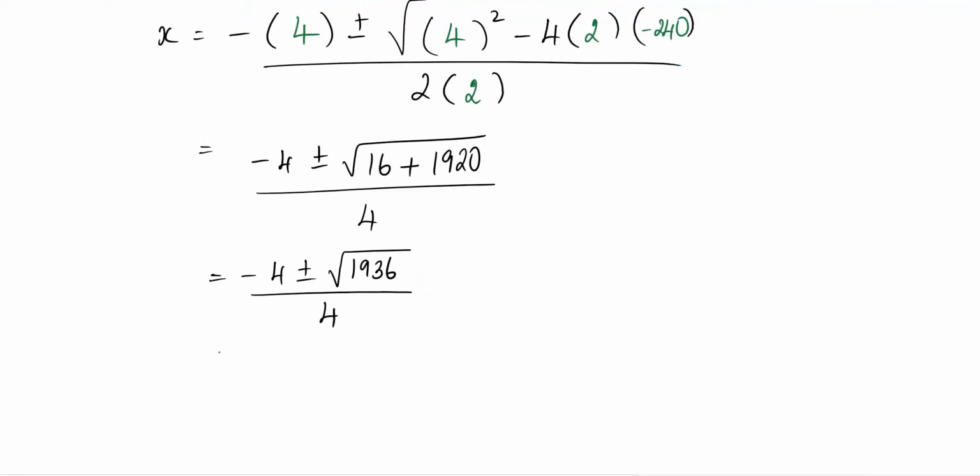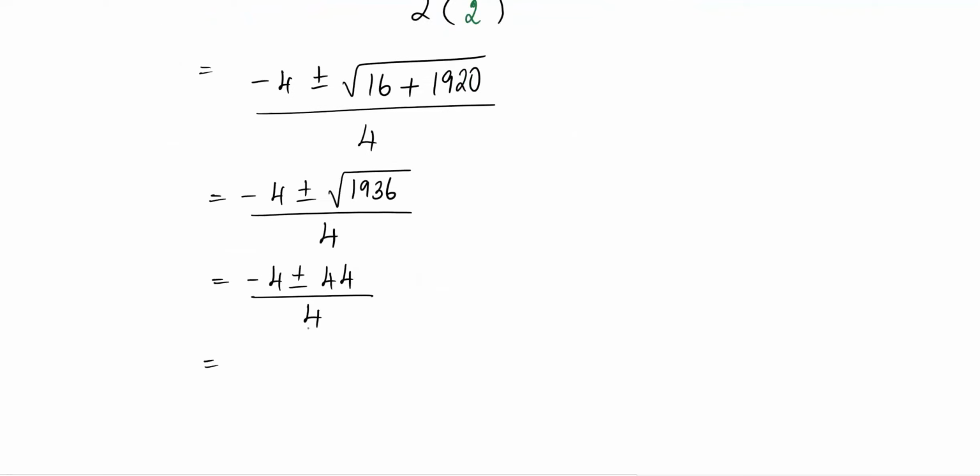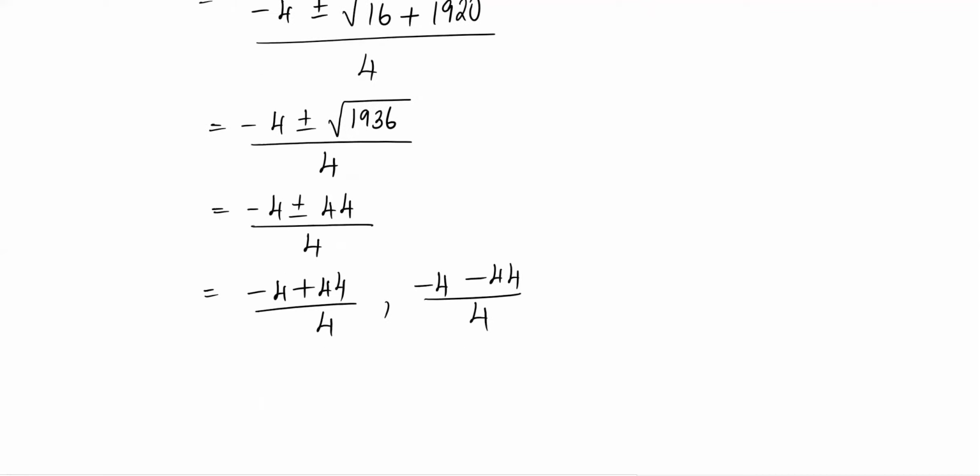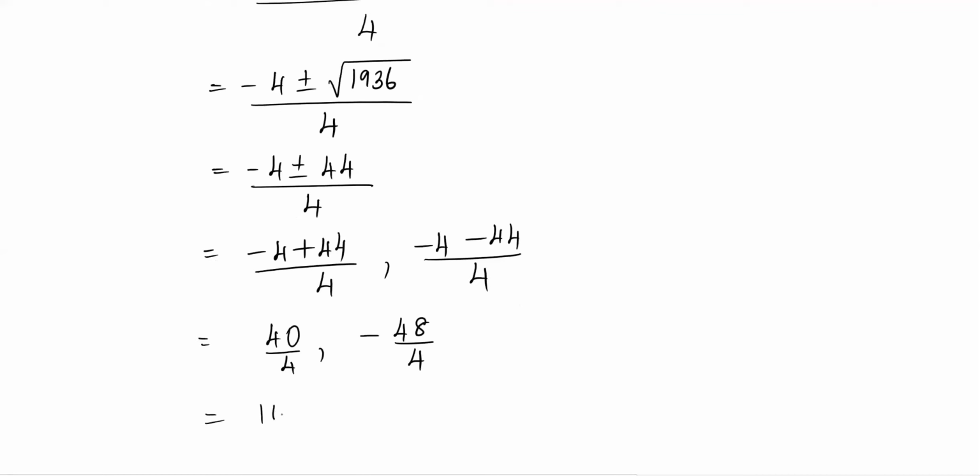And use your calculator. That gives you negative 4 plus or minus 44, because square root of 1936 is 44. Wow, that's a lot of work there. And then we have to split at this point. So negative 4 plus 44 over 4, negative 4 minus 44 over 4. All right, so this gives us 40 over 4. This gives negative 48 over 4. That's going to be a 10, negative 12.